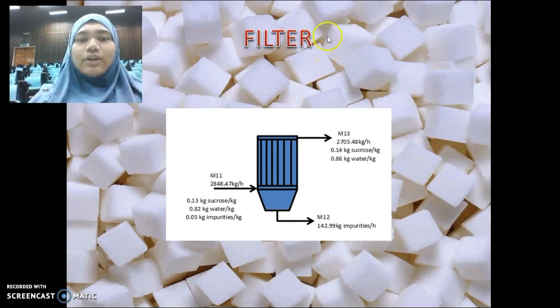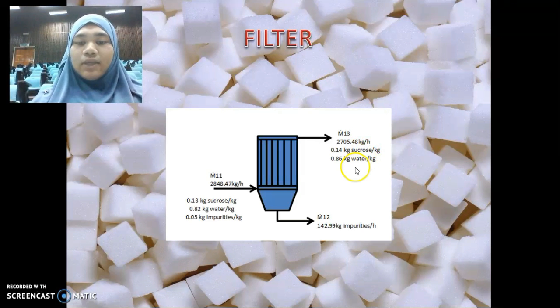Then I proceed to the filter unit. In the filter unit, we try to remove as many impurities as we can. M.11 we get from the purification, which is 2848.47 kg per hour, that contains sucrose, water, and impurities. And then we have two output streams. M.13 is the filtrate, 2705.48 kg per hour, that consists of sucrose and water. And for M.12, only impurities come out, which is 142.99 kg impurities per hour.